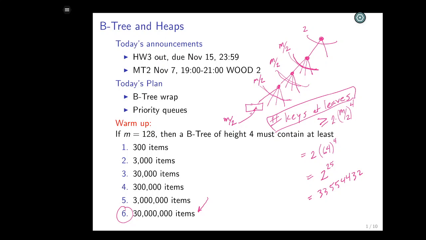Cool. Any question about this? Yeah. Why is the root allowed to have two children? You tell me. Can it have one child? No, it can't have one child. But why does it have two? Why do we have to allow it to have two? Why can't I just say the root has to have at least M over 2 children as well? Why doesn't that work?